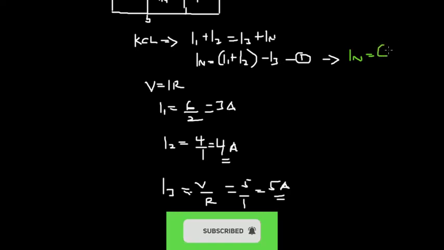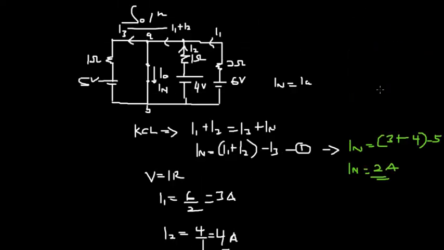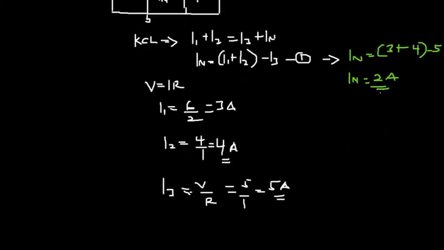I1 is what? 3 plus I2, which is what? 4. And then we have minus what? 5. So we have IN equal to what? 2 amps. You can see that this is pretty straightforward, very straightforward.